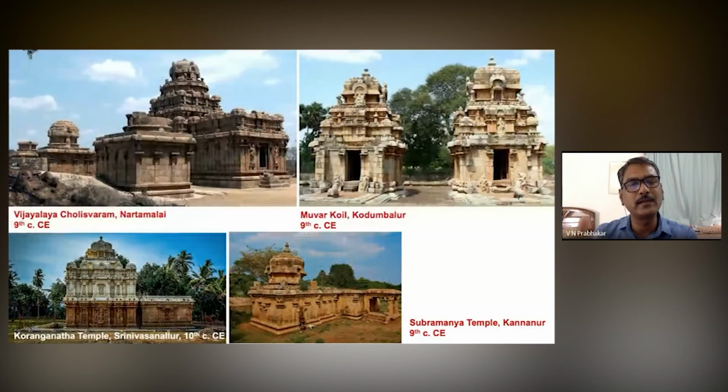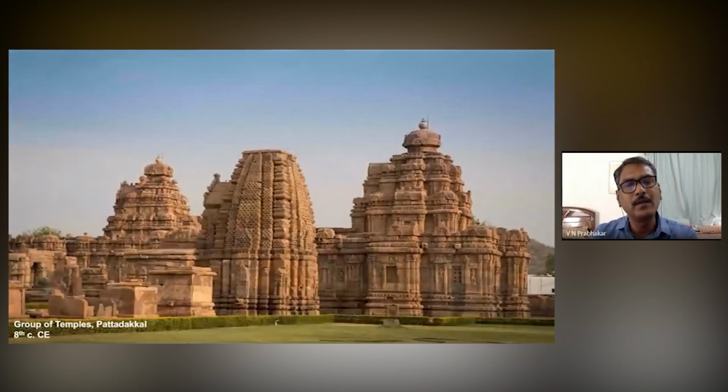The Cholas follow, and we have excellent examples of early Chola temples belonging to the later part of the 8th century and 9th century. Like here, the Vijayalaya Choleeswaram at Narthamalai, then Moovar Koil at Kodumbalur, then the Subramania Temple of Kannanur. These are some of the earliest examples of the continuation of the style of architecture which the Pallavas followed. And because of the contact between the Pallavas and the Chalukyas and also the contemporary rulers, we see the transformation, we see the exchange of ideas, and also the artisans were carried to new territory, and they started construction of Dravida Shikaras even in the Karnataka region, in the Chalukyan territory.